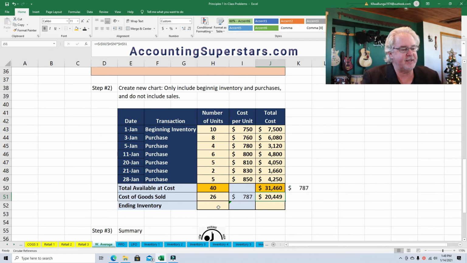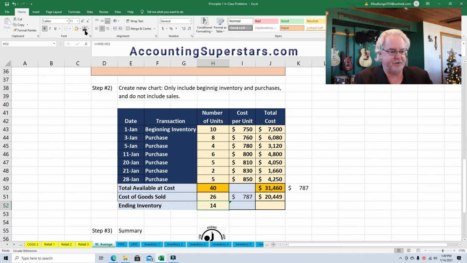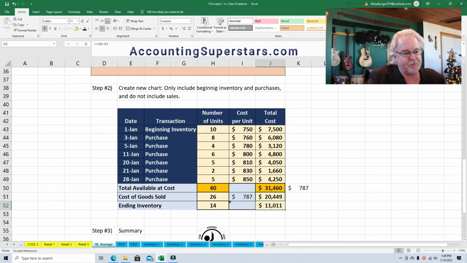Now to figure out ending inventory, that's really easy. We had 40 available for sale. We sold 26, so how many do we have left? 14 are left. All right, there you go. So we can figure out the ending inventory the same way. 31,460 minus 20,449, and we get 11,011.